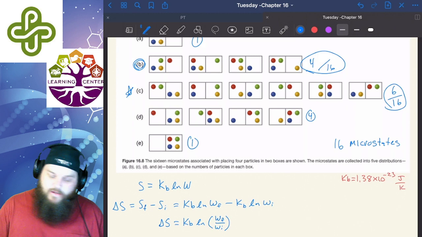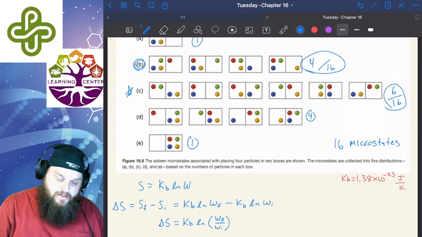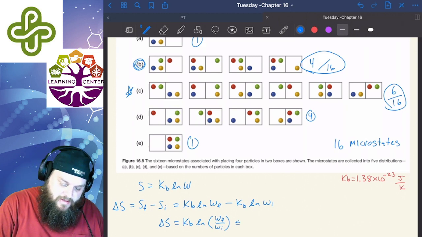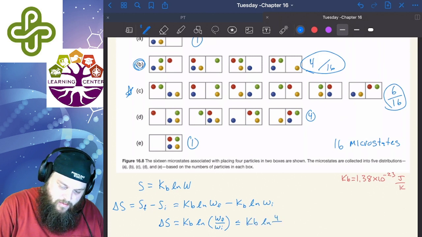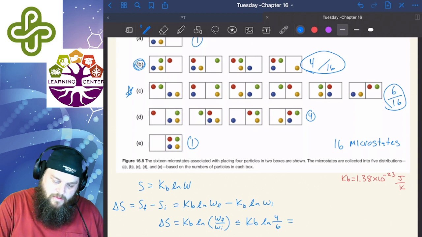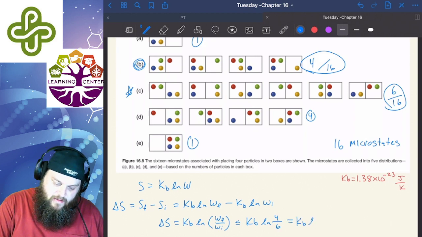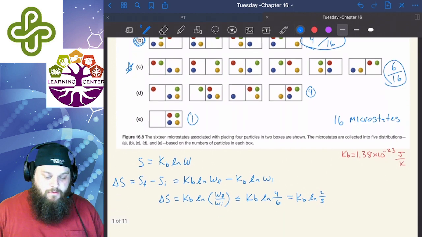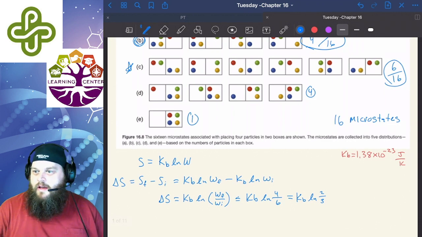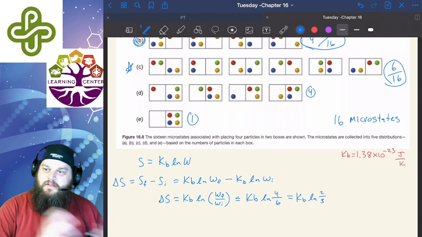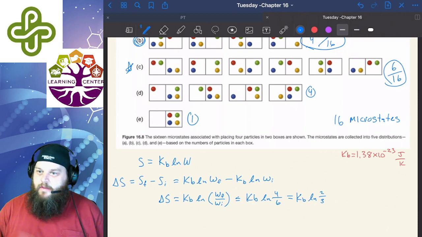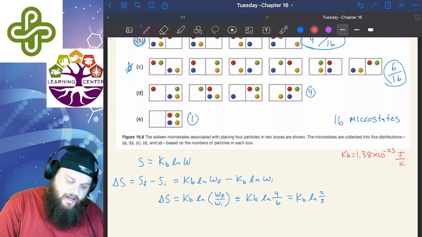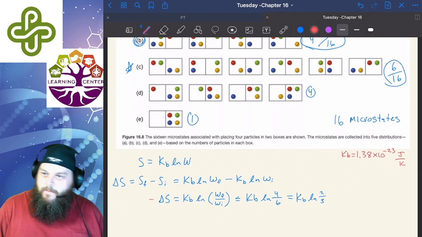So now we can plug those in, where those W values are basically my 4 over 16 and 6 over 16. In this case, 4 and 6, because the 16s will cancel each other out. This is going to equal k_B natural log of 4/6, which is really the Boltzmann constant, just to simplify, times the natural log of 2/3. Now, based on the logarithmic graph and how logarithms work, taking the logarithm of a value that's less than 1 is going to result in a negative number. So we can already see the sign of this is going to end up being negative.